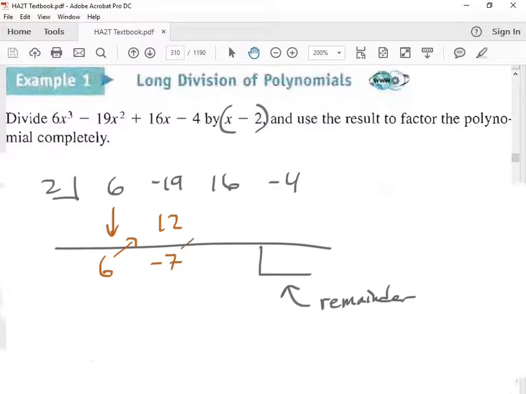Then you've got to do it again. You go negative 7 times 2, and that's going to give us negative 14. Then I add these guys together, I get a 2. 2 times 2 is going to be 4. Then when I add those together, I get a 0. So 0 is my remainder.